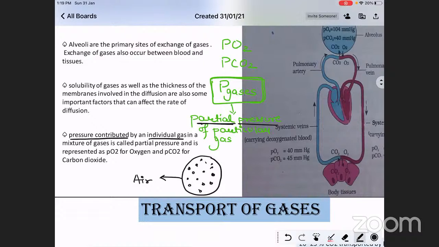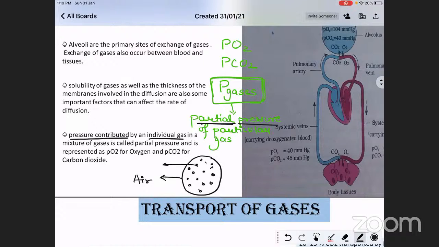So the pressure, this is one individual gas which I have labeled. The pressure contributed by this individual gas in this mixture of gases, in this air, is called its partial pressure. It means how much pressure it is applying individually.